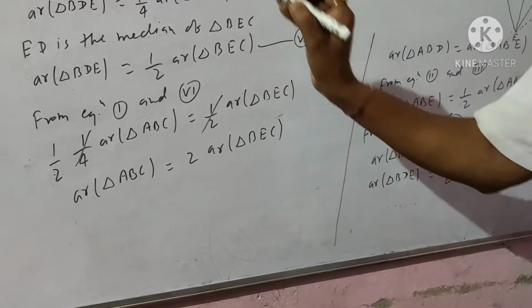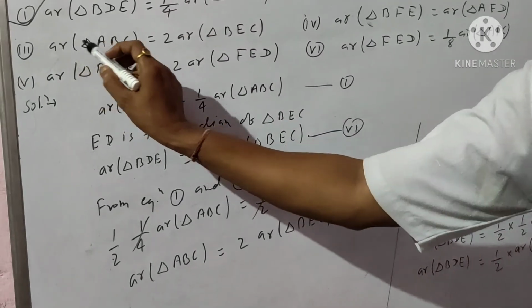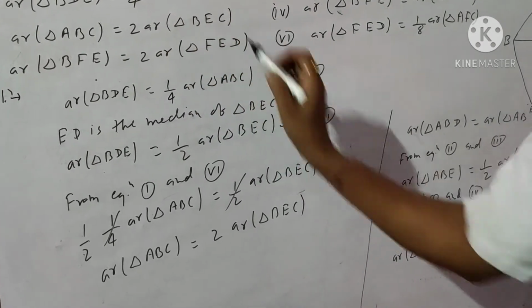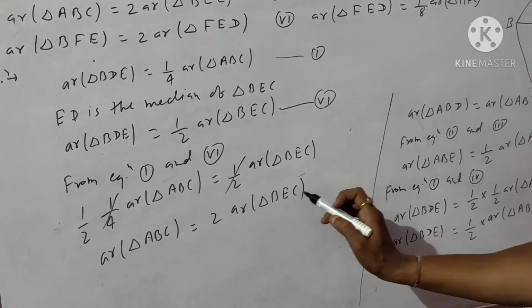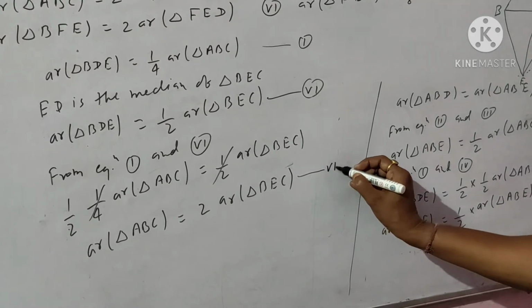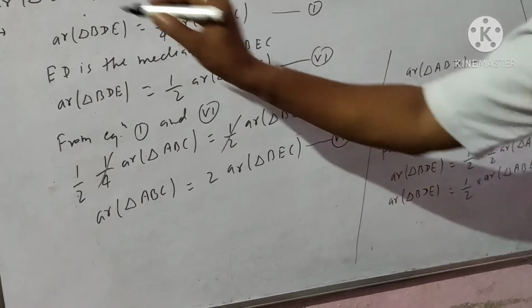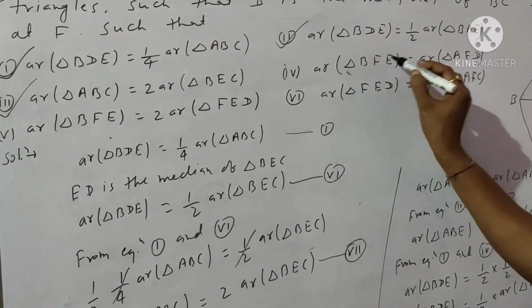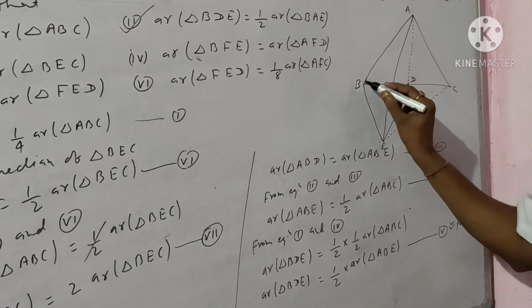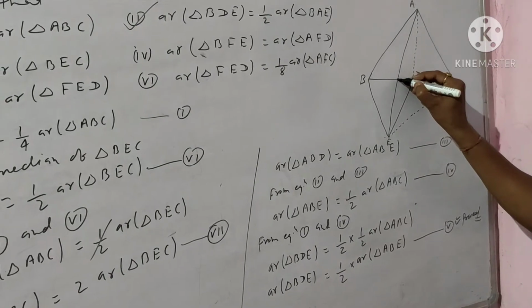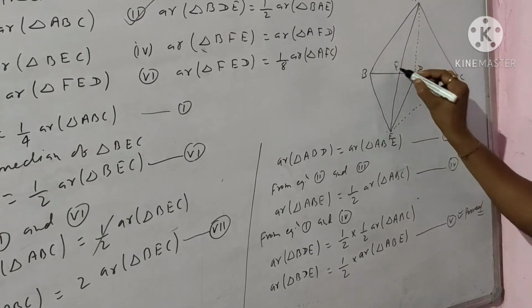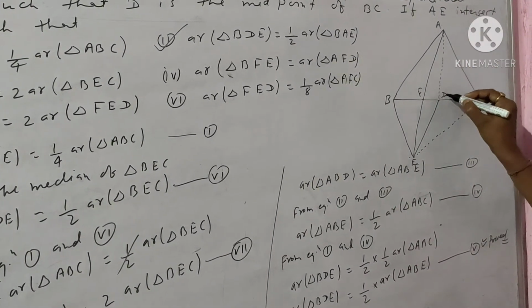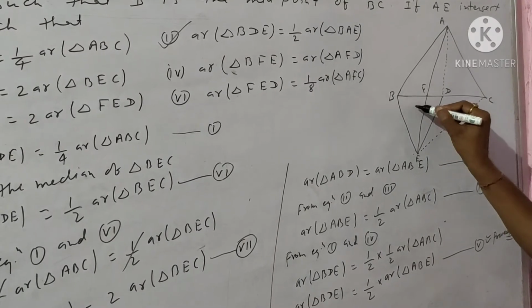This is your third number, student. Look here, area of triangle ABC is equal to 2 times area of triangle BEC. This is equation 7. Okay, the third one is also proved here, student. And the fourth one is area of triangle BFE, oh, this point is F. Area of triangle BFE is equal to area of triangle AFD. Okay, that means this area is equal to this area.